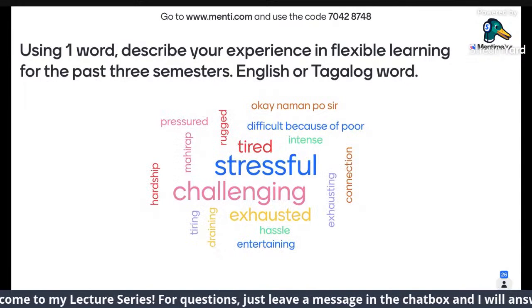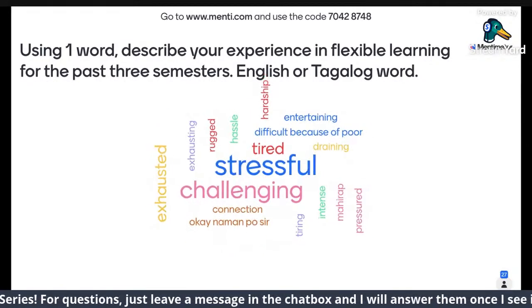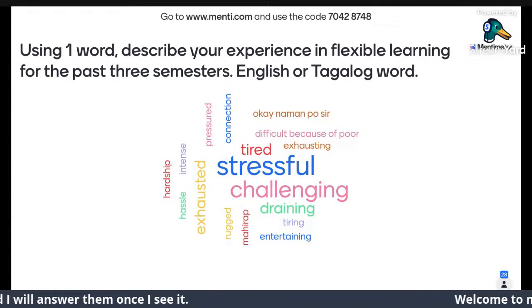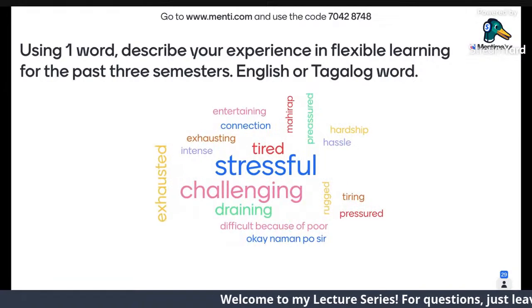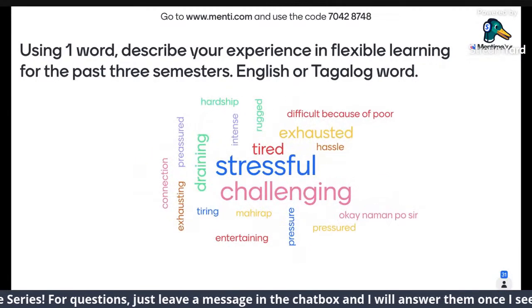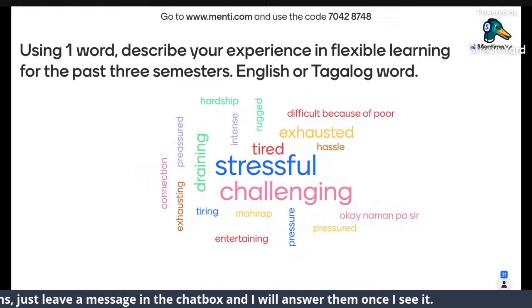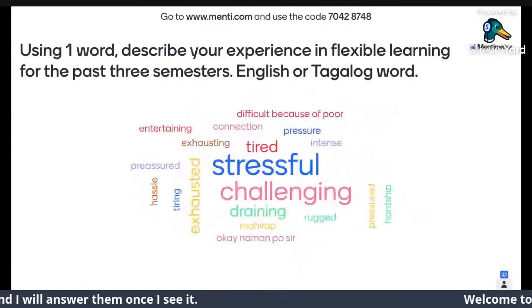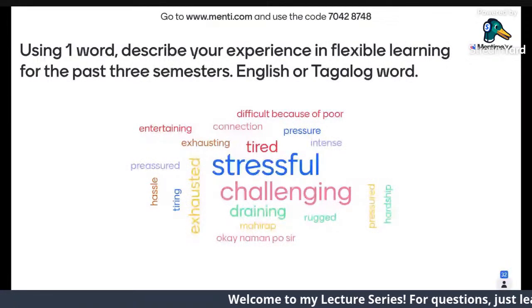Pressured, mahirap, hardship. Okay, so all in all, ang sinasagot ninyo is it's stressful, challenging, probably because it's totally different when you were inside the classroom. Kasi may mga nakakausap kayo, di ba? You are beside your classmate, and from time to time, you can talk, discuss things together. But this time, we are just glued on our cell phone screens, or laptop screens, or desktop screens. So, medyo nakaka-stress siya, and there's a lot of works to be done.